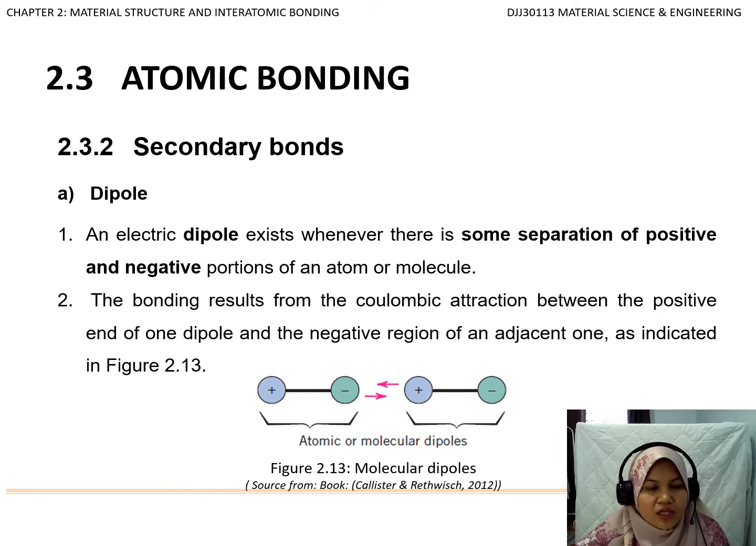What is dipole? So dipole is an electric dipole exists whenever there is some separation of positive and negative portion of an atom or molecules. Okay, the bonding result from the Coulombic attraction between the positive end of one dipole and the negative region of an adjacent one, as indicated in the figure lah.